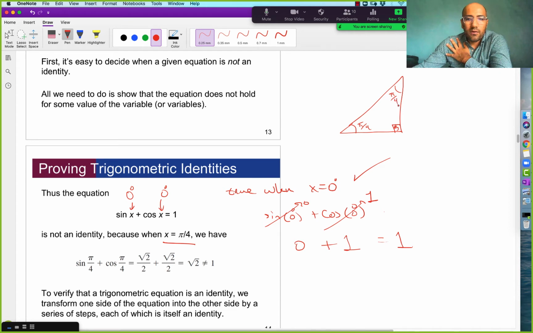Pi over 4. And this is 1 over root 2. So either way you slice it, we get 1 over root 2 plus 1 over root 2. You rationalize them, and you end up with root 2, which is definitely not 1. So proving that it's not an identity can be as easy as finding a counterexample. A place where, oh, look, it's not true for this particular value, therefore this is not an identity.